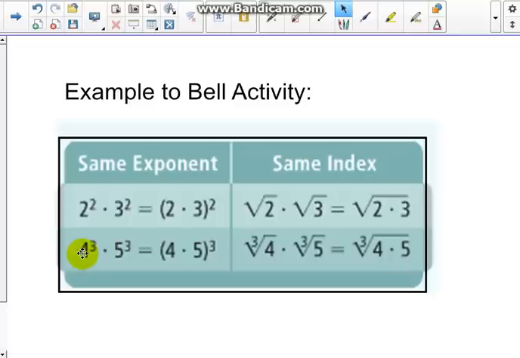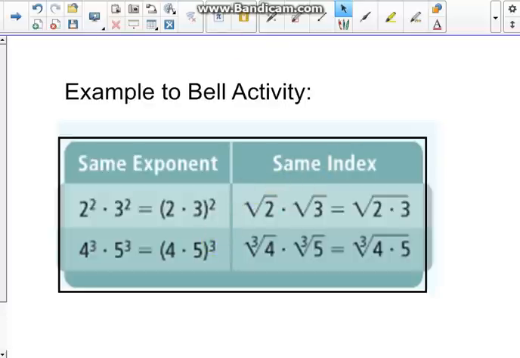Down here, here's another one. 4 cubed times 5 cubed. Their powers are the same, so you keep the power here and multiply the bases, 4 times 5. So this would become 20 to the third power, which would be 20 times 20 times 20.